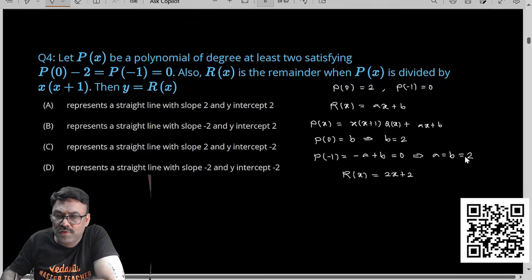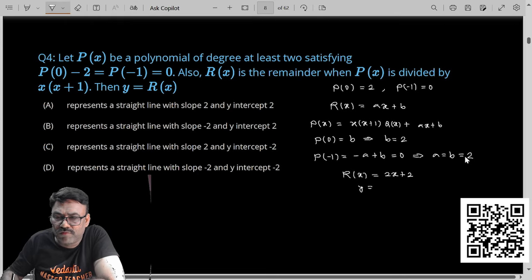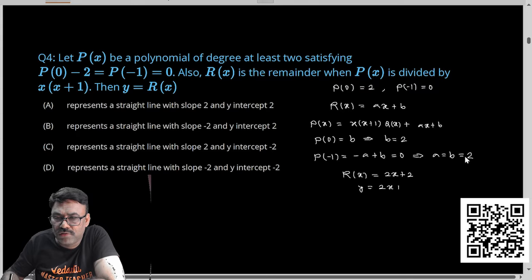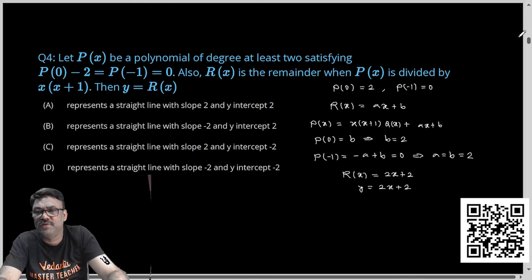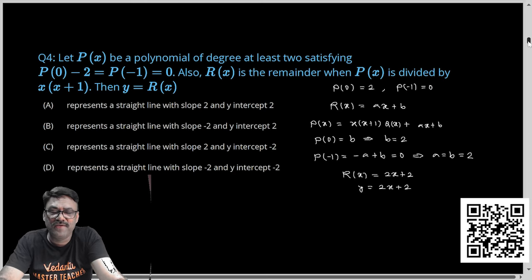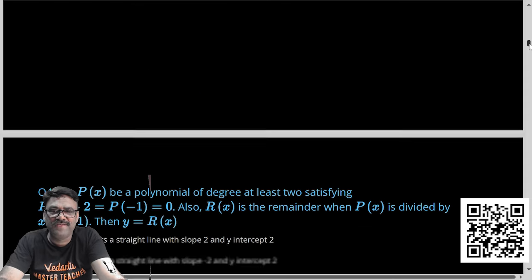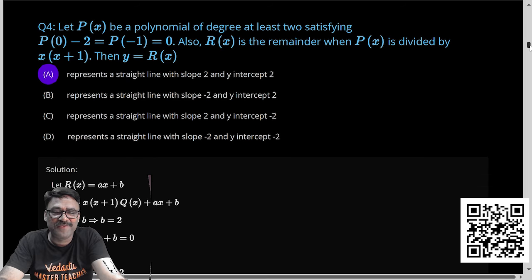So of course, this is y is equal to 2x plus 2. This is a linear equation, a straight line having slope 2 and y-intercept 2. So option A is the correct option here, if this line has slope 2 and y-intercept 2. So let's move to the next question.